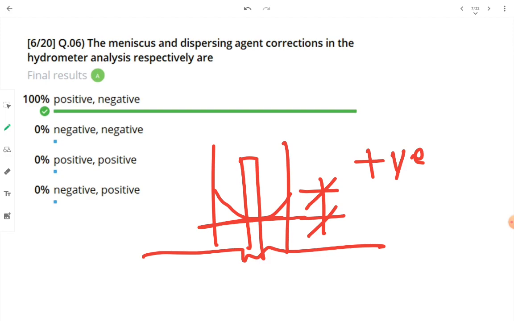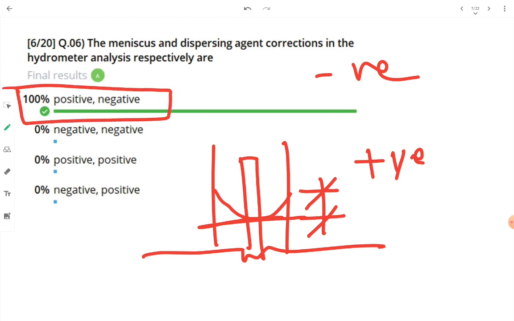Now, when we are adding some dispersing agent, the specific gravity of the liquid is increased, that's why the necessary correction that should be taken is negative. We have to reduce the error. That's why the correction is negative. Therefore dispersing agent correction is negative. Therefore the answer should be positive and negative respectively. Alright, let's go to the next question.